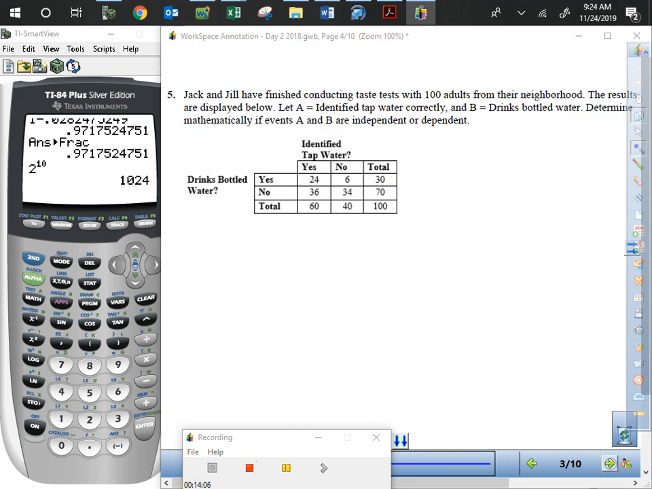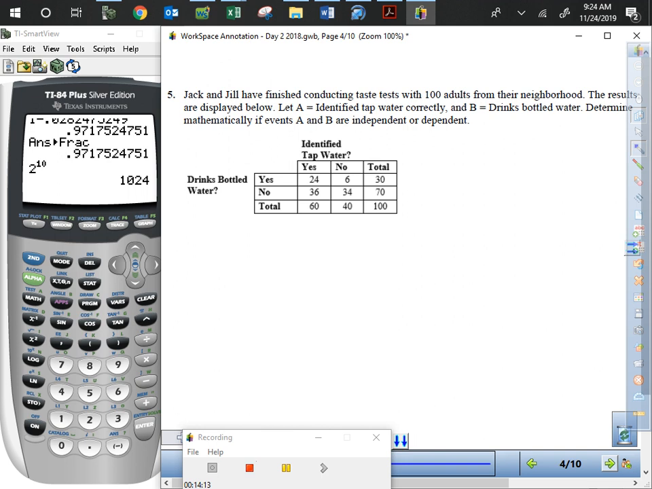Alright, next up, Jack and Jill have finished conducting taste tests with 100 adults from their neighborhood. The results are displayed below. It says, A: identified tap water correctly in the taste test. B: drinks bottled water. Determine mathematically whether events A and B are independent or dependent.